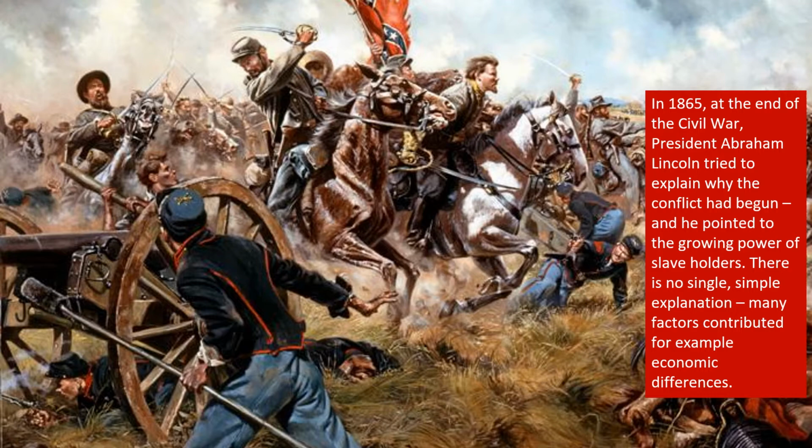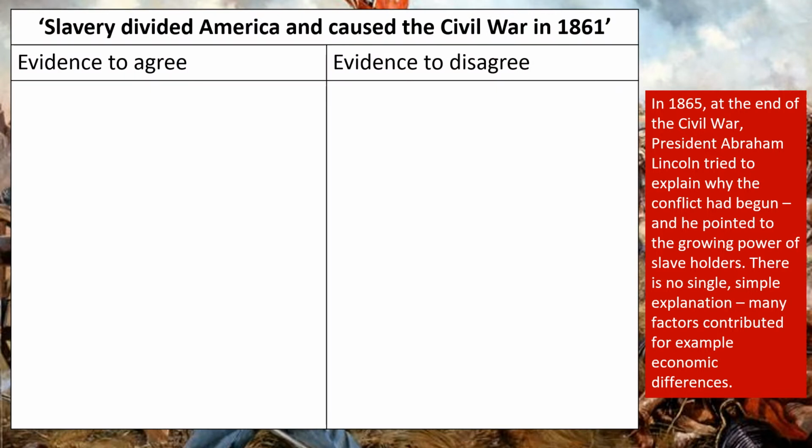However, there is no single explanation as to why the American Civil War broke out, and in fact many factors contributed, for example economic differences and political differences. So to investigate this further then, across a double page you need to create this grid. As we continue through this video, you will add evidence to agree and to disagree with this statement: slavery divided America and caused the American Civil War.